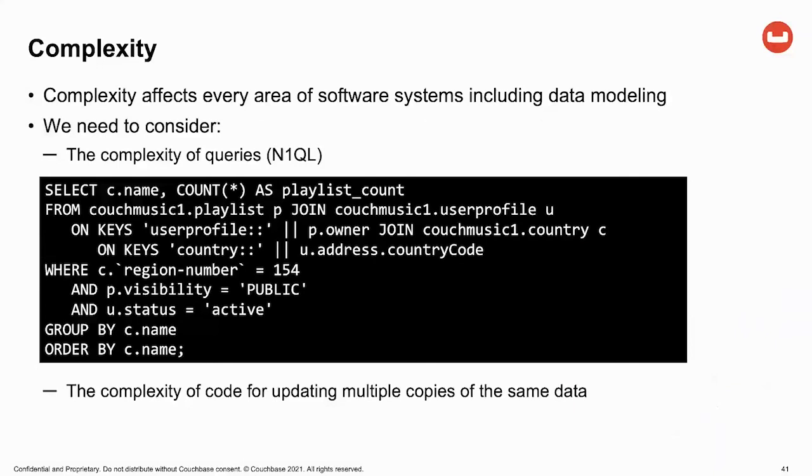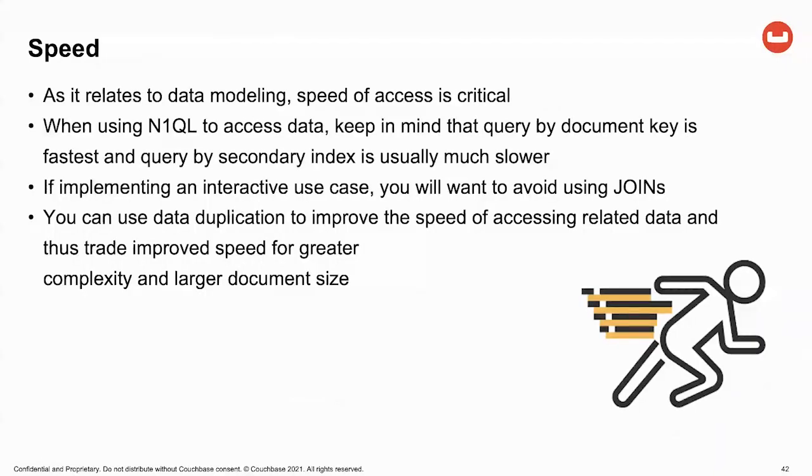Speed of access. As it relates to data modeling, speed of access is very critical. So remember, the fastest way of accessing the data is by the key. And I always promote that you should design the key such that the first way of accessing the data is by the key. And then your approach should be to go with N1QL. Right? If you're implementing interactive use cases, you might want to avoid joins. I'm not telling you should not use joins. Again, I'm telling you a join comes with a cost.